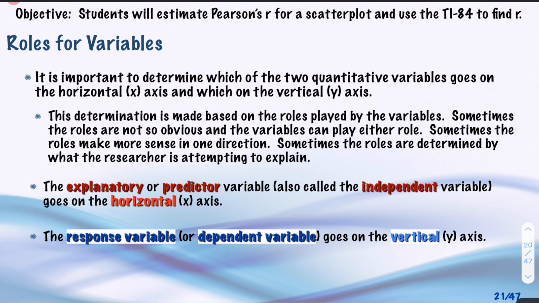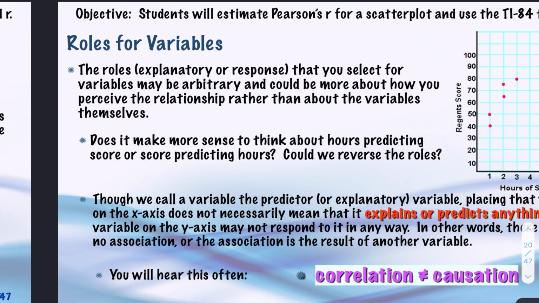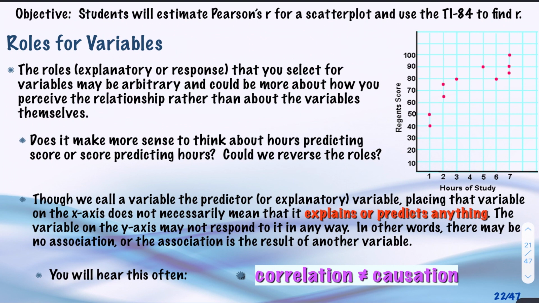Sometimes the roles are determined by what the researcher is attempting to explain. Regardless, the variable that you choose to be on the x-axis we call the explanatory or the predictor variable. That is what this independent variable is. The response variable, or our dependent variable, goes on our vertical axis, or our y-axis. The roles of the explanatory or response variable that you select for the variables may be arbitrary and could be more about how you perceive the relationship rather than the variables themselves.